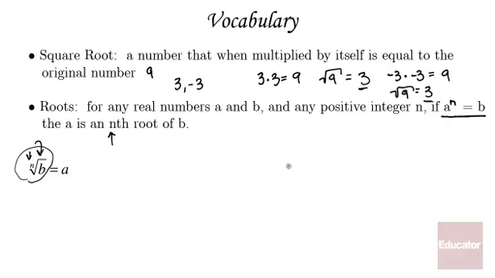So for example, you could have the cubed root of b. Say b is 27. That would equal 3. Because 3 times 3 times 3 equals 27. So then this number 3 tells us that we're looking for a factor that is repeated 3 times.